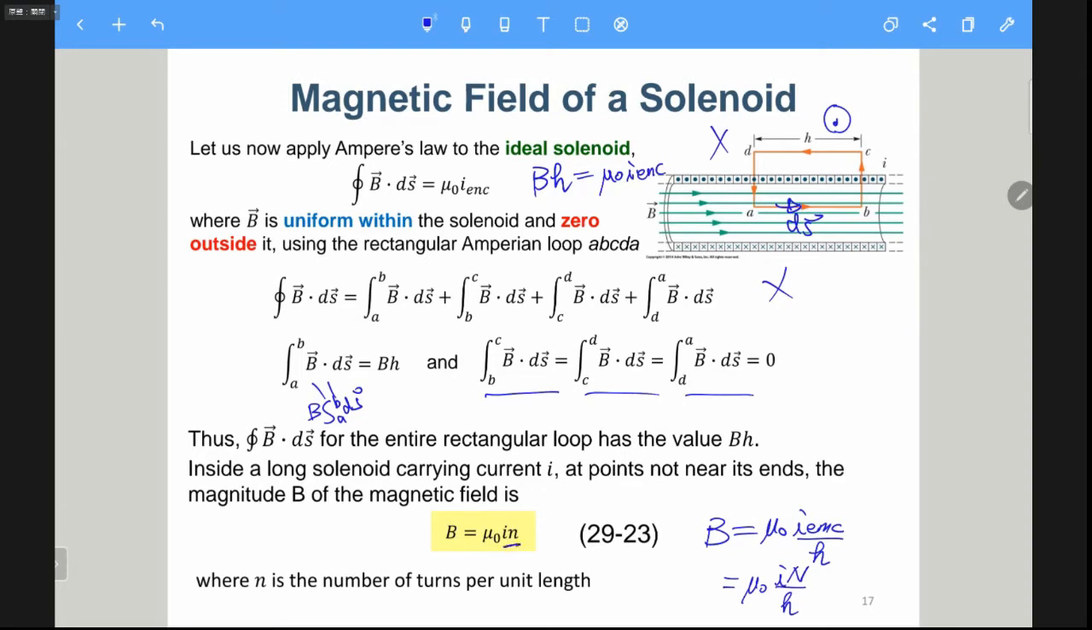But here it uses small n, and this small n means capital N over H. Capital N is the total number of turns here, and H is the length, which means that small n is the number of turns per unit length. In these 2 chapters, we usually use capital N to refer to the total number of turns, and here small n refers to the number of turns per unit length. So finally, we have B equals mu 0 I small n for the solenoid.